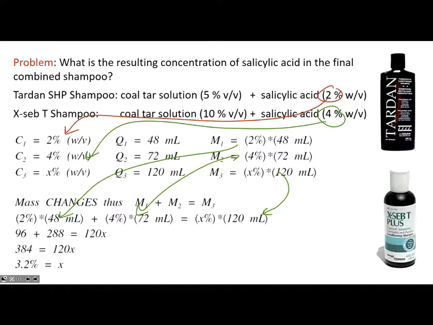Let's do a quick check though. Make sure percent, milliliters, milliliters, milliliters. Okay, so the units are all the same, so I can just do the math. What is 2 times 48? It's 96. What is 4 times 72? 288. What is X times 120? 120X. So 96 plus 288 is 384. You take 384 divided by the 120, and that's a new number of 3.2. And remember, X was equal to the percent concentration of the final solution, so 3.2% would be the final concentration of the salicylic acid.